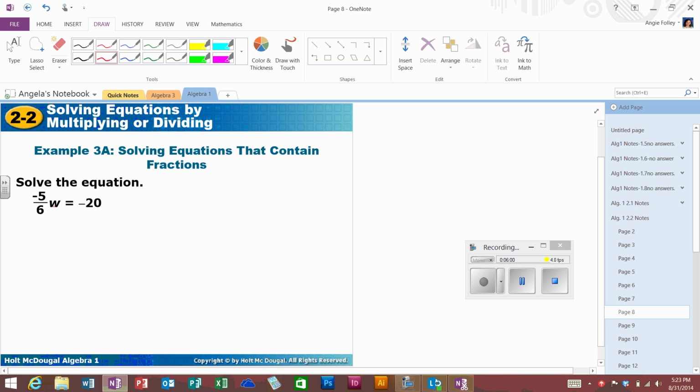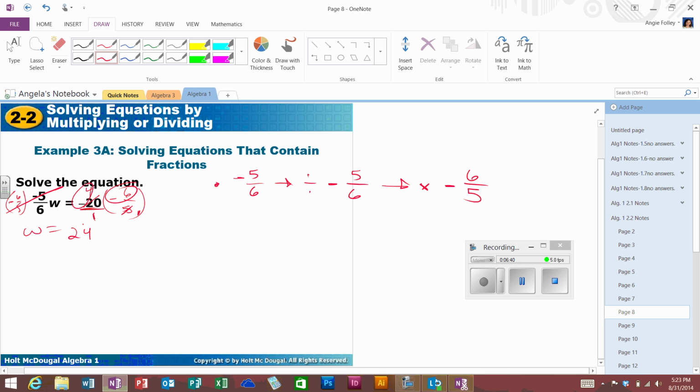All right, so negative 5/6 times w equals negative 20. Well, the inverse operation of multiplying by 5/6 would be to divide by negative 5/6, right? But isn't dividing with a fraction the same thing as multiplying by the reciprocal? Well, it is. So we're going to multiply by negative 6/5, the reciprocal, so that all cancels. Now, it might help to put this over 1 because that 5 goes into that 20 4 times.